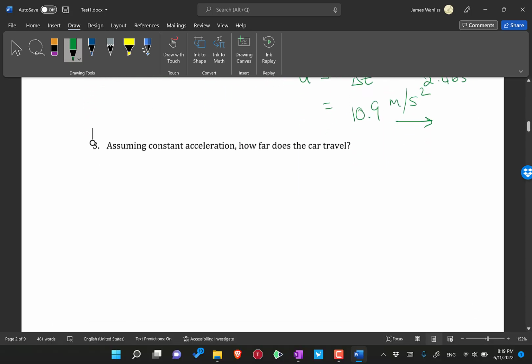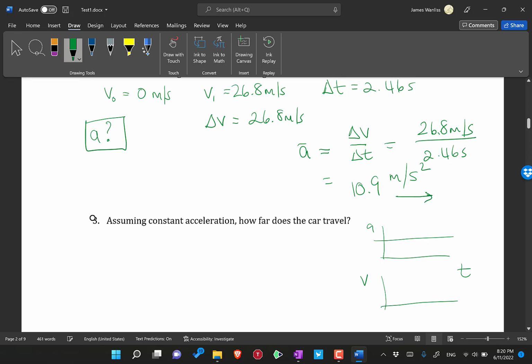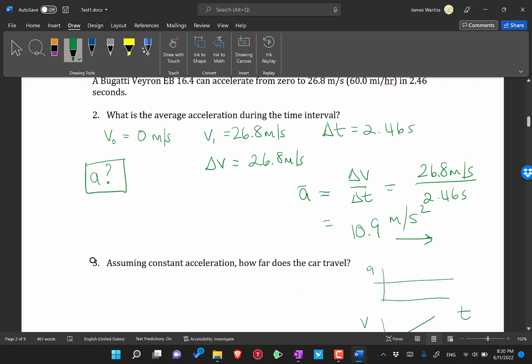All right, question 3. Assuming constant acceleration, how far does the car travel? Constant acceleration would be this kind of thing, right? That means the velocity time graph would be, let's see, it starts at velocity 0. It would be like that, straight line. I don't know that that's relevant. I'm just writing down stuff I know.